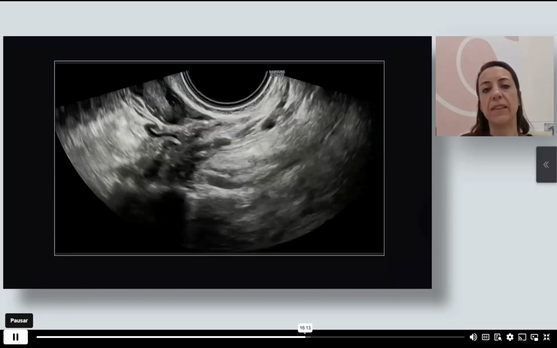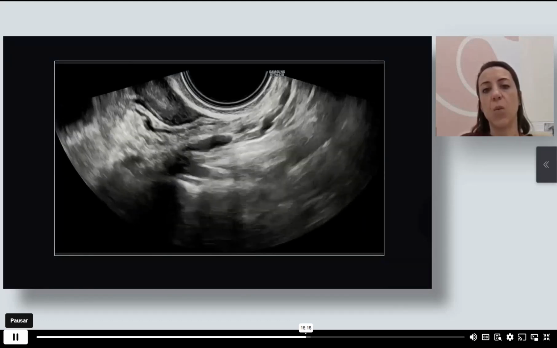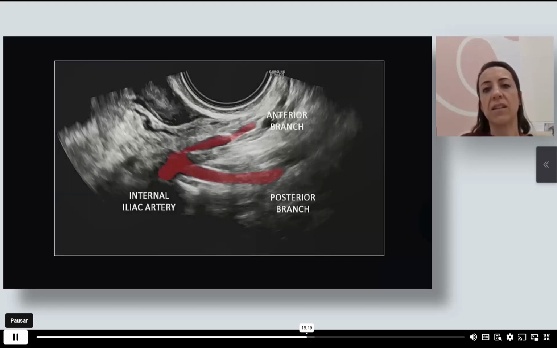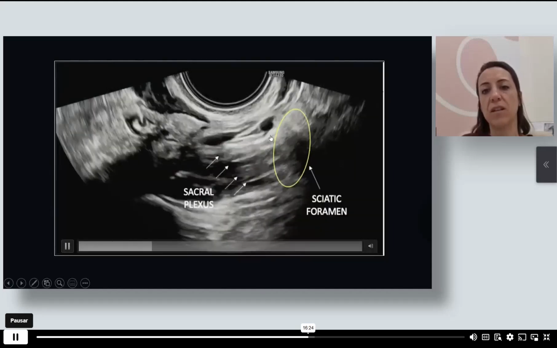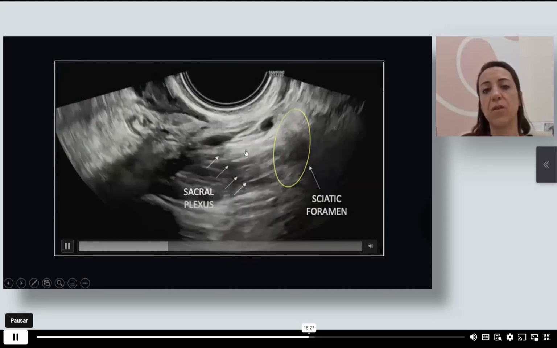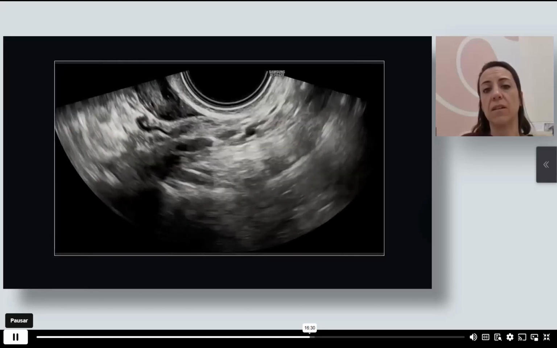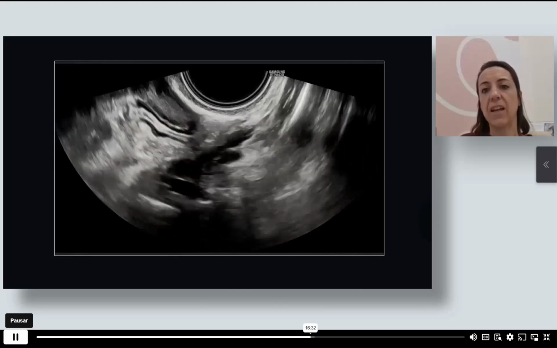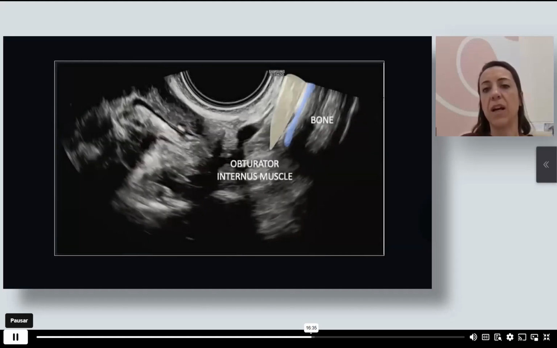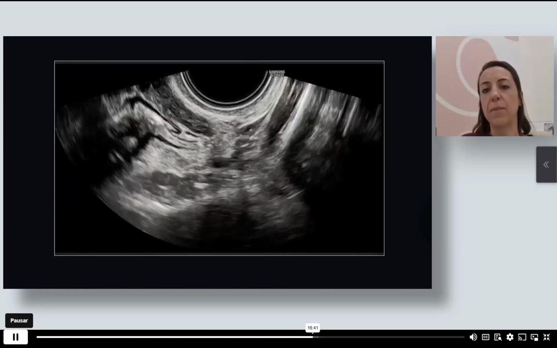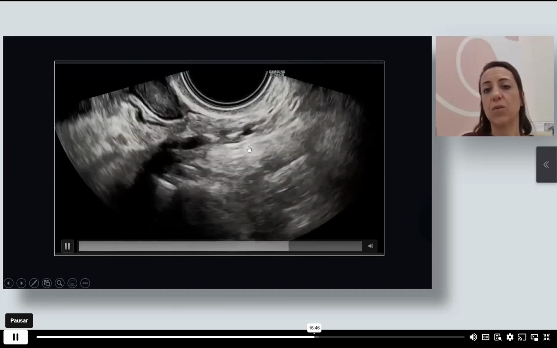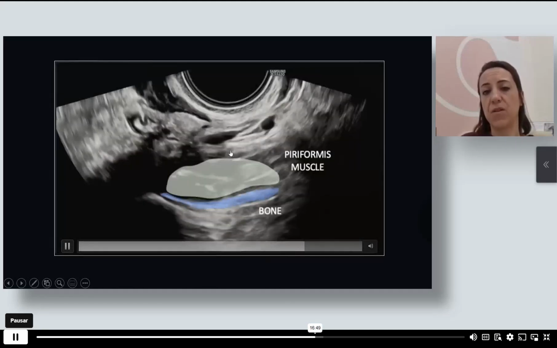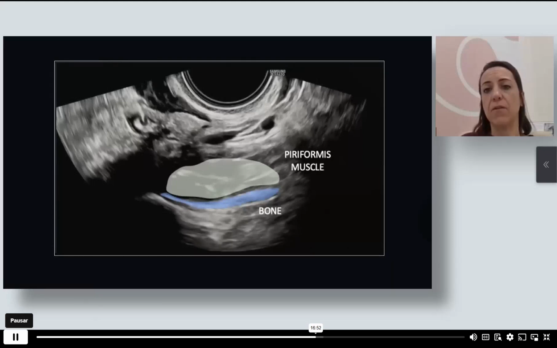And then, from the internal iliac vessels, we can visualize the anterior branch and the posterior branch. And these hyperechoic structures between the two branches correspond to the sacral plexus. Then, moving the probe more laterally, we can observe the obturator muscle. Finally, next to the nerves, so to these hyperechoic structures, we can visualize the piriformis muscle.